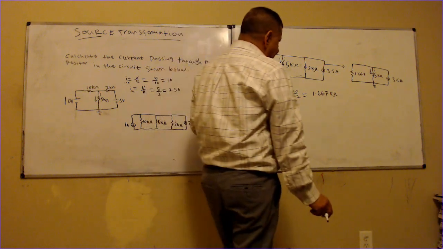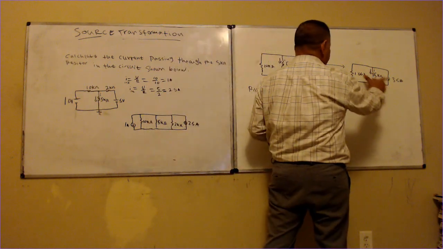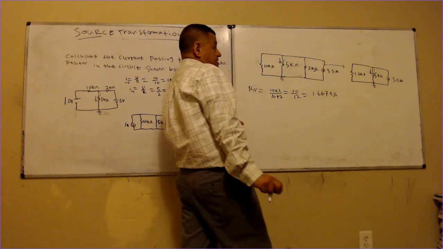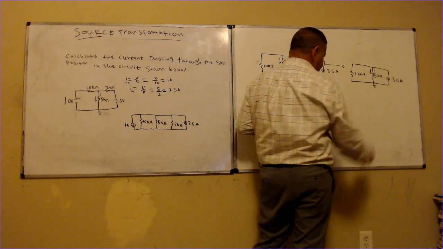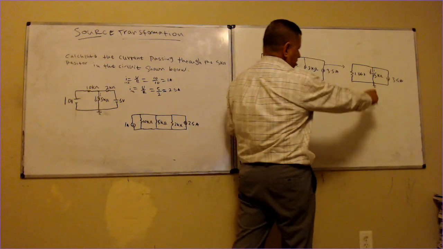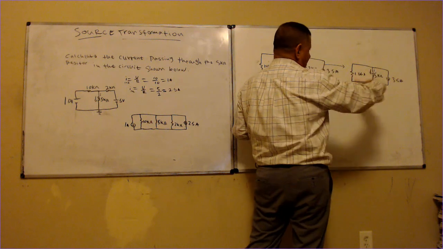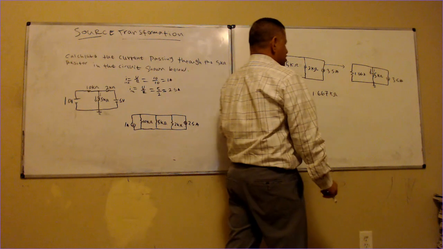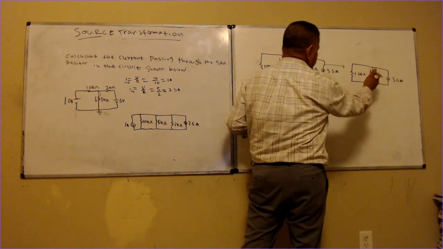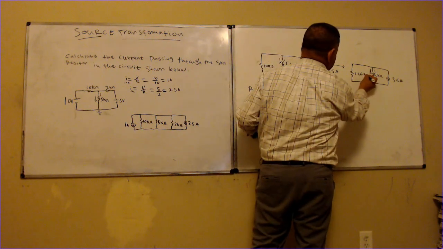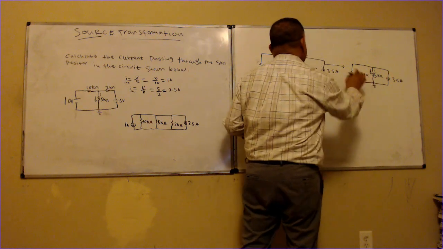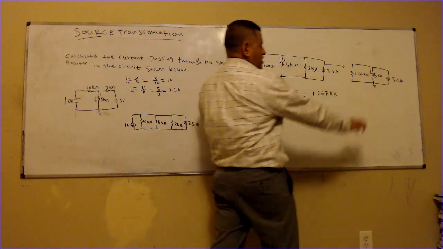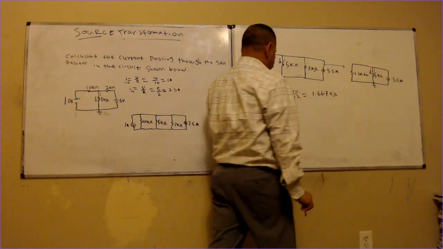Okay, so now I can actually use the current division to do that. The current division says that the one that I don't care about goes on the top, and the one that I care about goes on the bottom, plus the one that I don't care about, right? So which one I don't care about? I don't care about this one, but I care about the current going in this one. This is the one that I need to find.